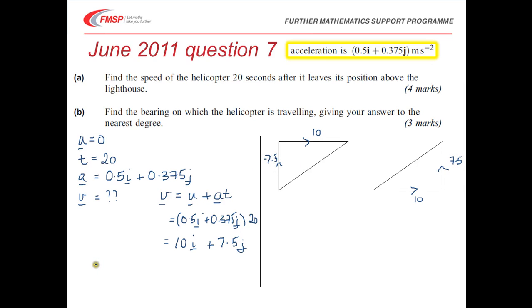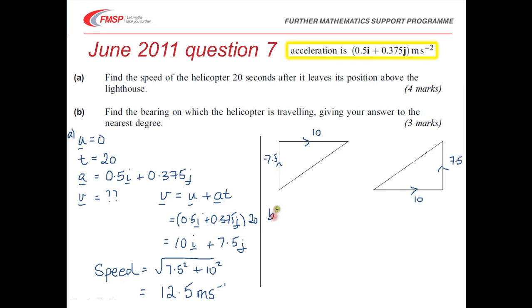And if we just continue over here, then working out the speed, we're using Pythagoras' theorem, so it's just the square root of 7.5 squared plus 10 squared, or the other way around, and that works out to give a speed of 12.5 meters per second. So that now is the answer to part A.